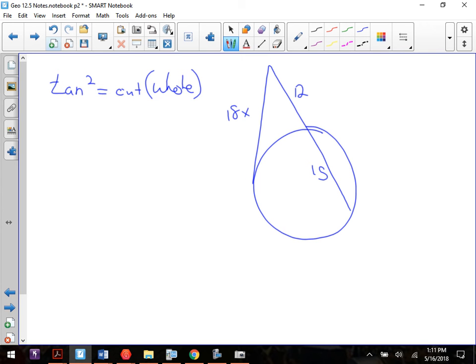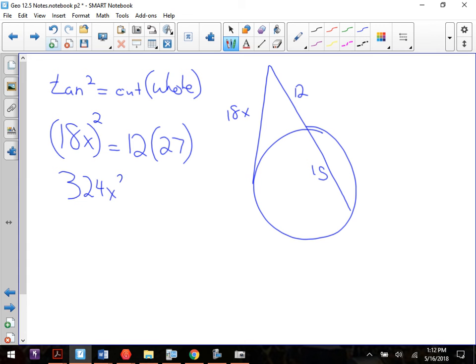18x, which means I put the 18x inside of parentheses in order to square it. I can't write it as just 18x squared. I'm going to screw something up. Okay. You have to put this whole thing as the tangent part. So you got to put it in parentheses. And then you have your outside and the whole thing. 12 plus 15. So when you square 18x, well, that means you have to square 18. Square the x.